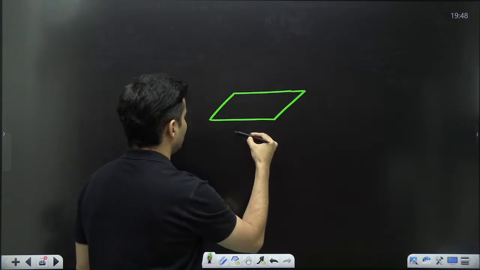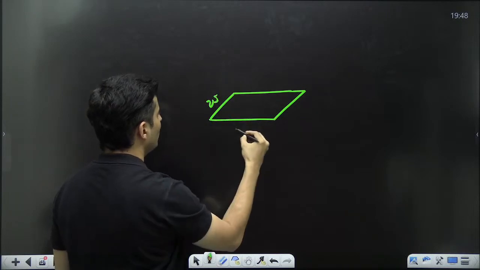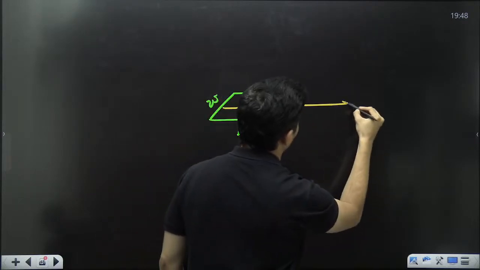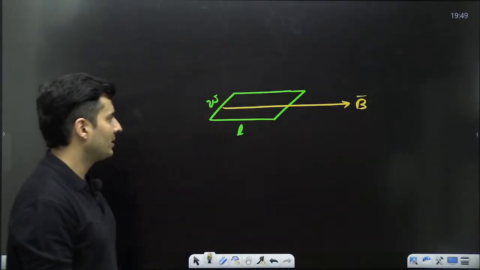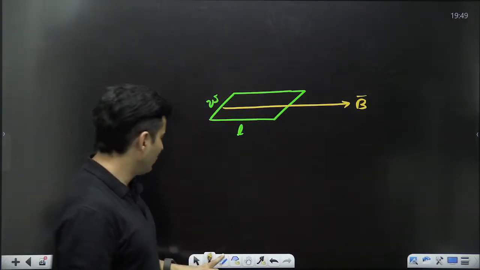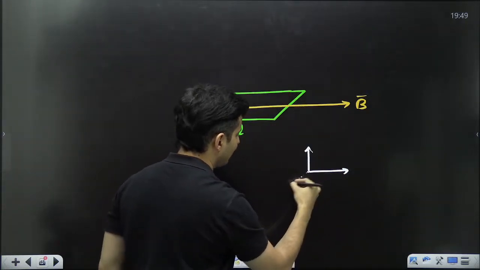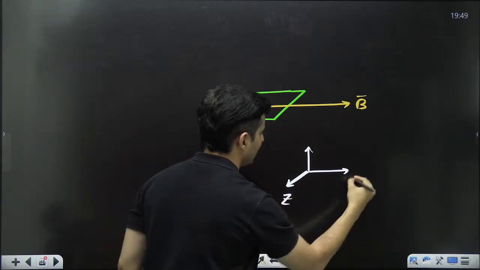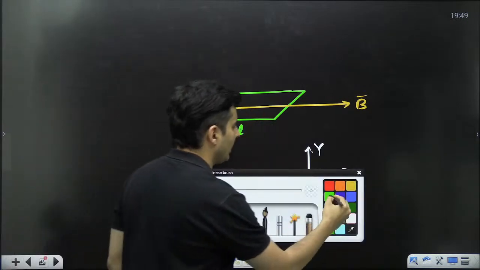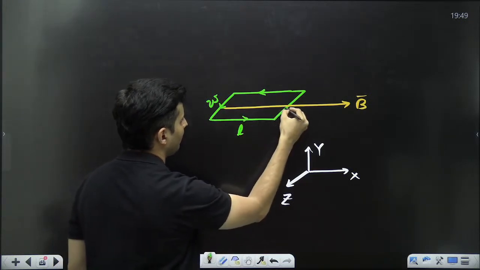Let's say this is breadth, or maybe this is width W, this is length L, and let's say the magnetic field is in this direction. Think logically now. Will each part of it experience some force? Please understand, this is your x-axis, upwards is your y-axis, this direction is your z-axis. See how the current is flowing now. Let's say the current is flowing like this.